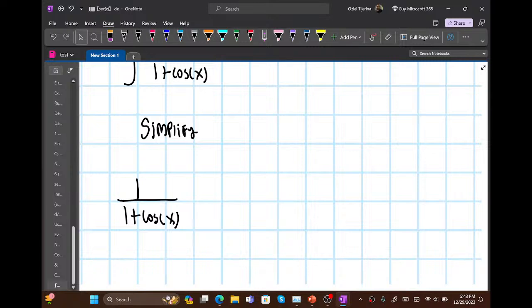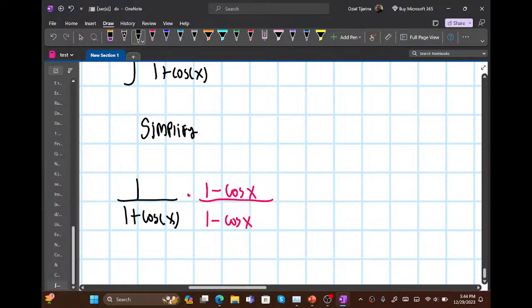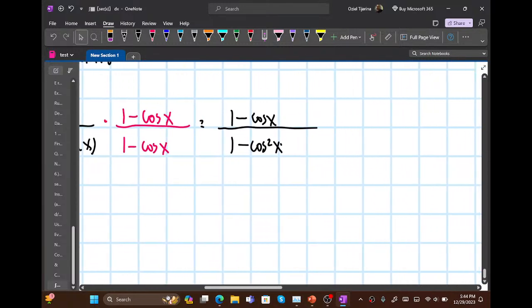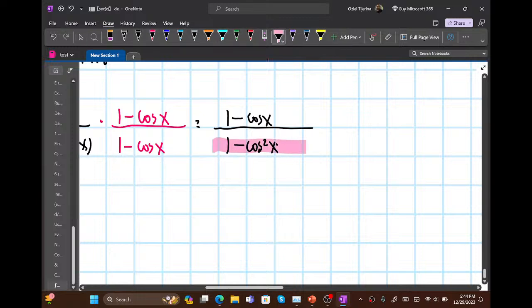So, we're gonna multiply... Okay, I see. Hold on. I'll do that in a minute. Now, we know that this part is the sine squared, right? So we have 1 minus cosine x all over sine squared x.